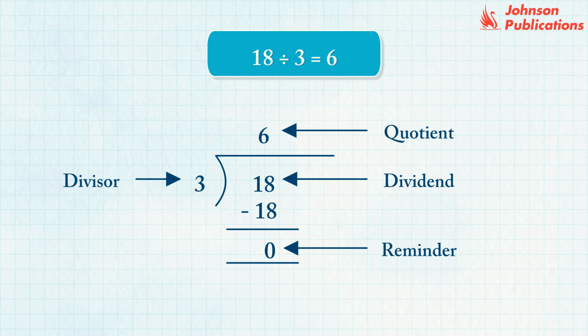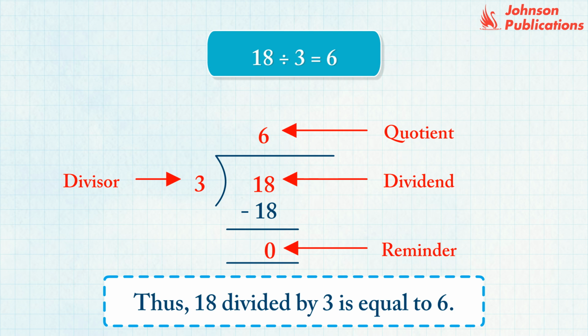A division sum has 4 parts: divisor, dividend, quotient and remainder. This is the quotient. This is the dividend. This is the divisor and this is the remainder. Thus, 18 divided by 3 is equal to 6.